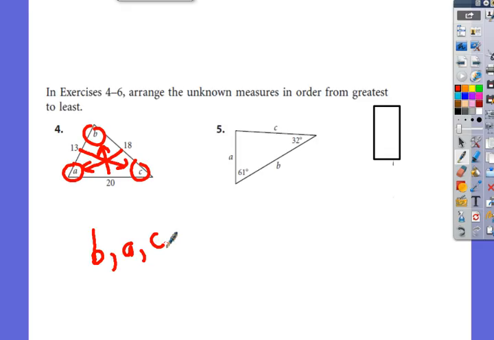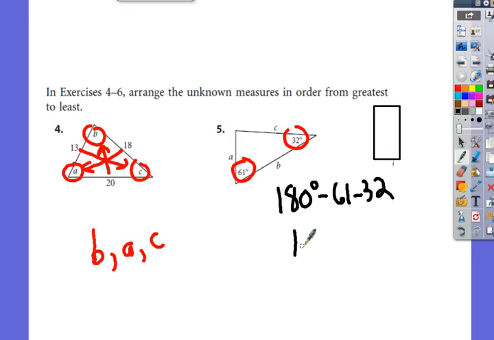Now we go over here, and we have these angles. Well, the first thing we need to do is find the missing angle. And the way we do that, in a triangle, which has 180 degrees, all triangles, is subtract 61 and subtract 32. So that's 180 minus 93, which is 87 degrees. We can write that in.